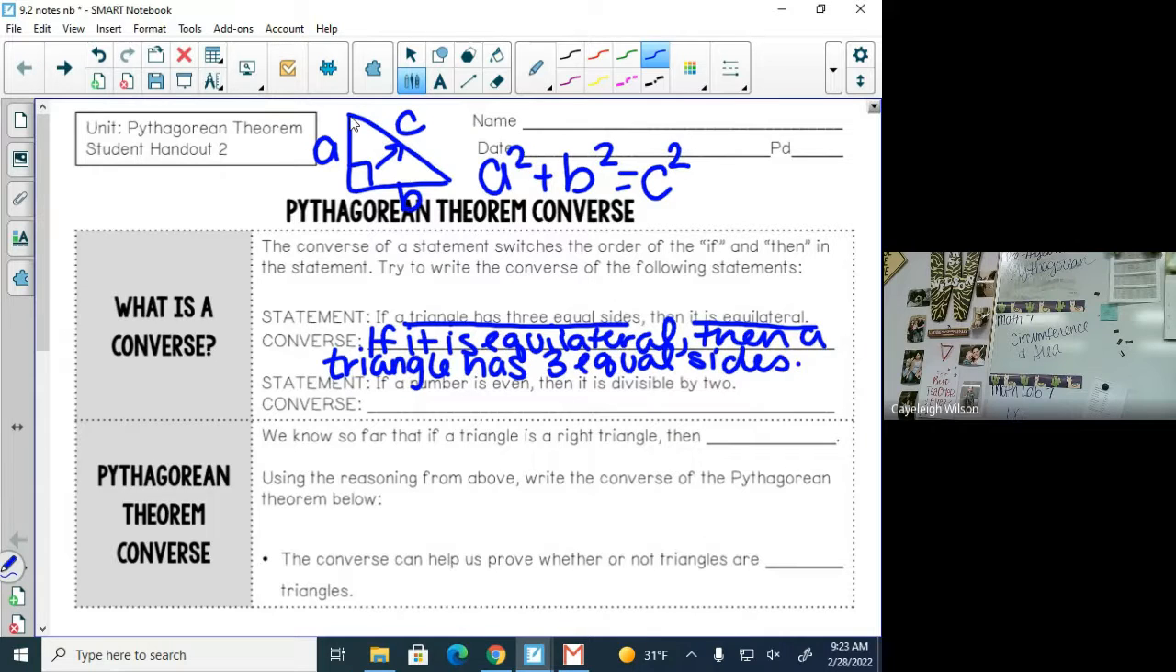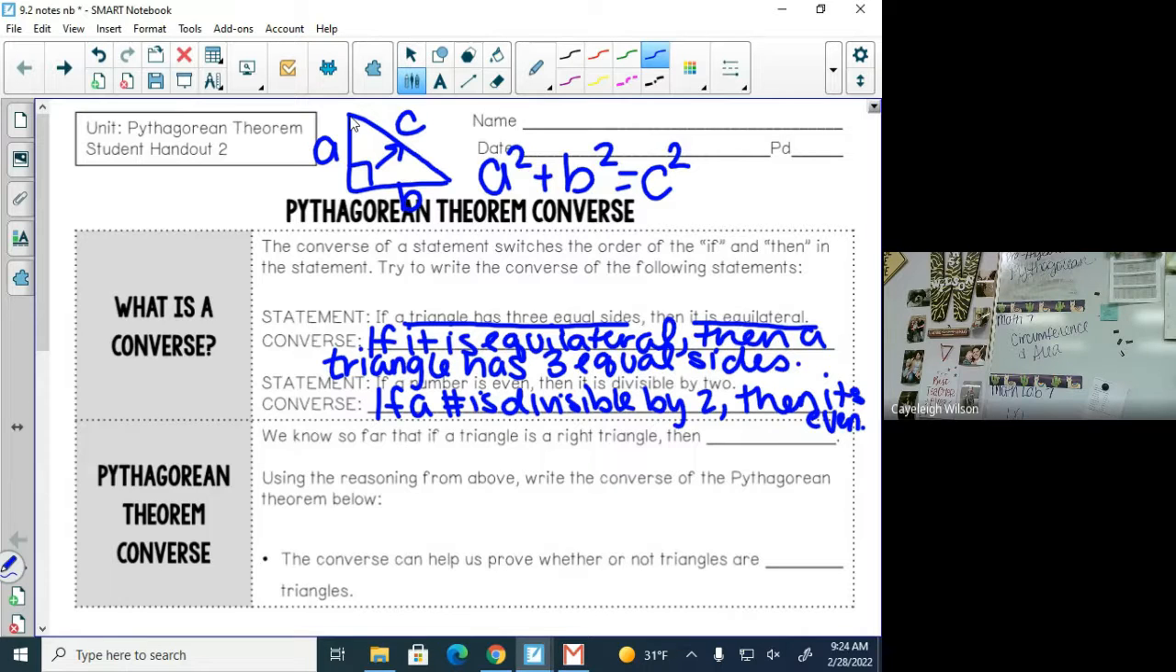So a converse just switches the if and then. It says, if a number is even, then it is divisible by 2. So what would you write that one as? If a number is divisible by 2, then it's even. So a converse, once again, just switches the if and then statements.